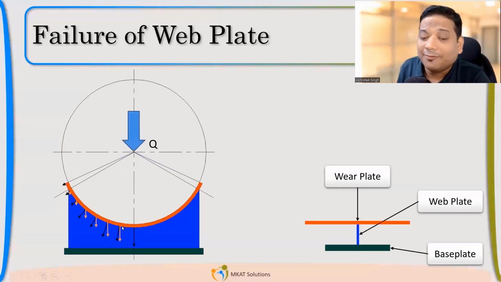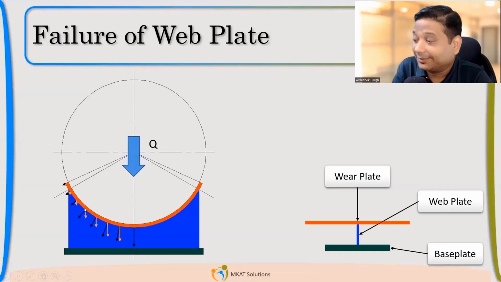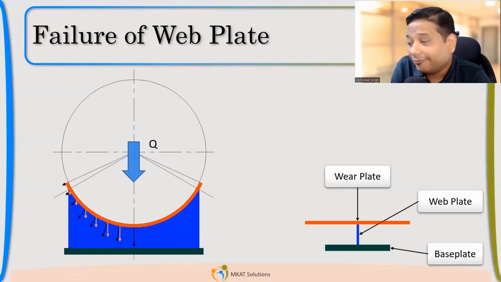Now, if you move forward in the upward direction, you'll see the component in the horizontal direction keeps on increasing. So basically, it will have a combination of two different types of reactions coming on the web plate, which is basically the distribution of Q along the web plate.